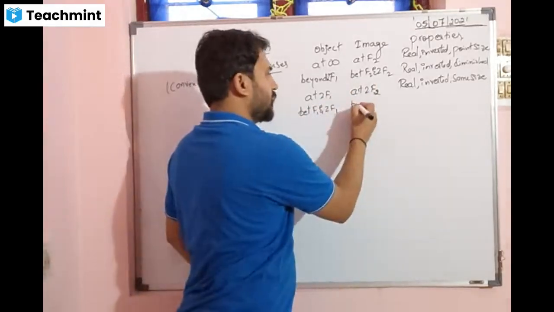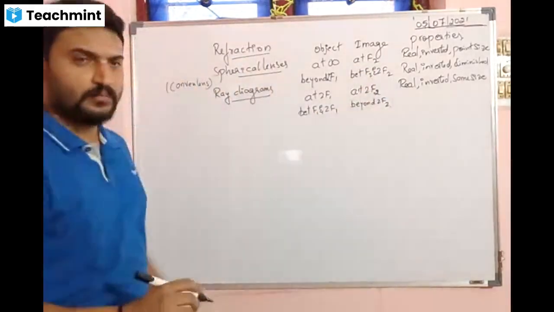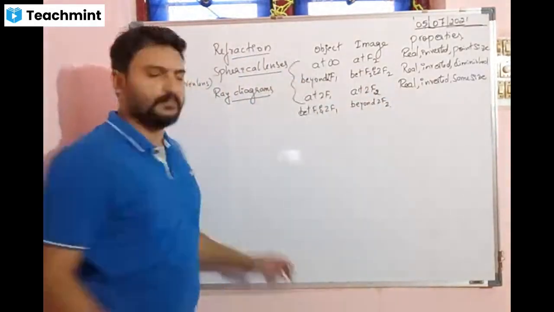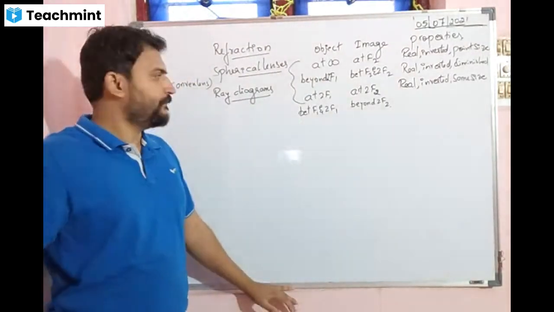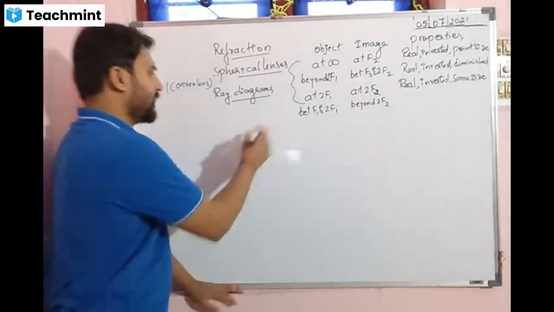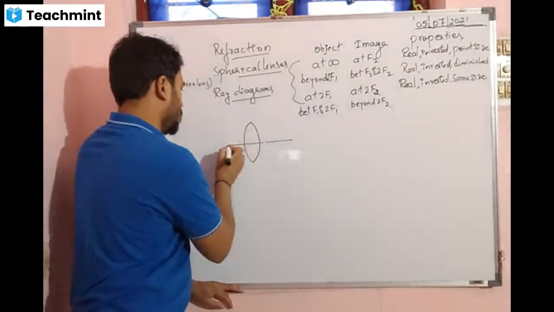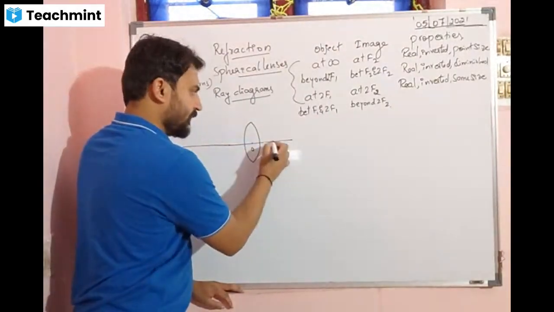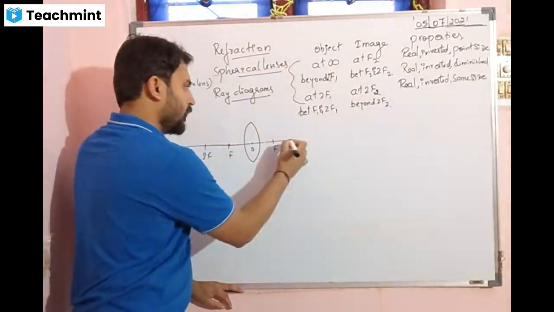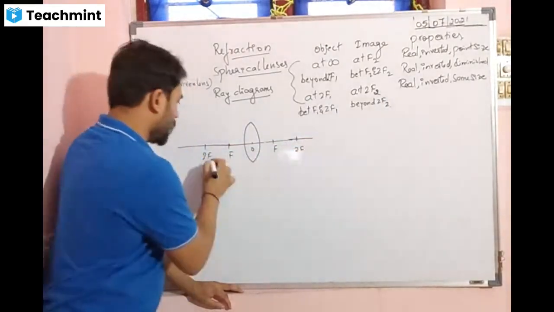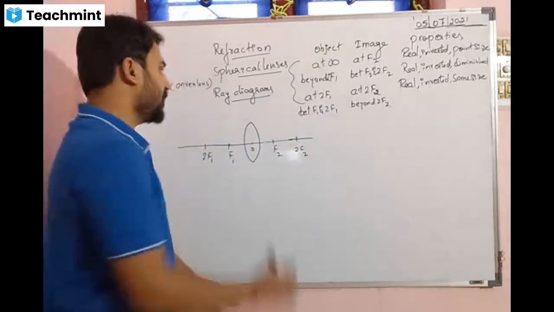And next, it was beyond 2F2. So this was the diagram. Did I draw these three? Yes, sir. How was this diagram? Optic center, F1, F2, 2F1, 2F2. So the fourth one is between F1 and 2F1.